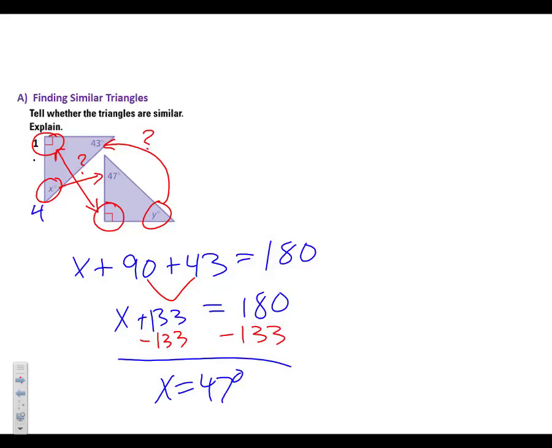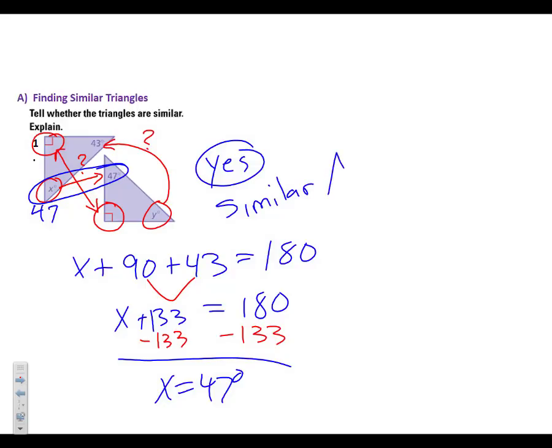Well, if x is 47 degrees, then is it similar, or excuse me, is it congruent to the corresponding angle in the other one? And the answer to that is yes. So the answer is yes. We have similar triangles right here. These triangles are similar.